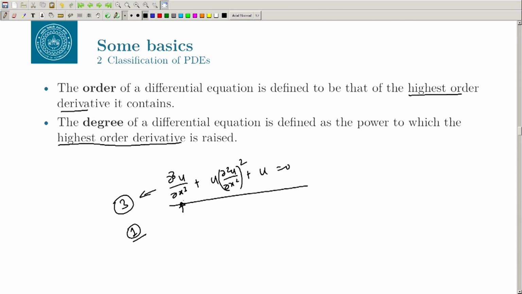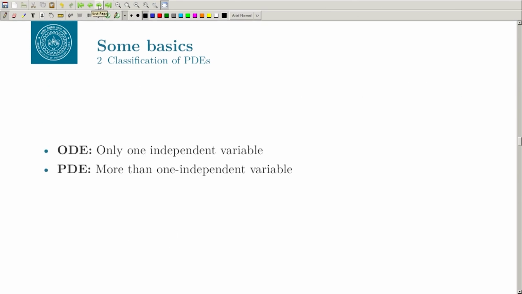Its degree will change only when we change the power of this term, del t q by del x q; otherwise the degree will not change. So now its order is 3 and its degree is 2. So, we learnt about the order and the degree. And now about PDE and ODE. Let us define the independent and dependent variables.